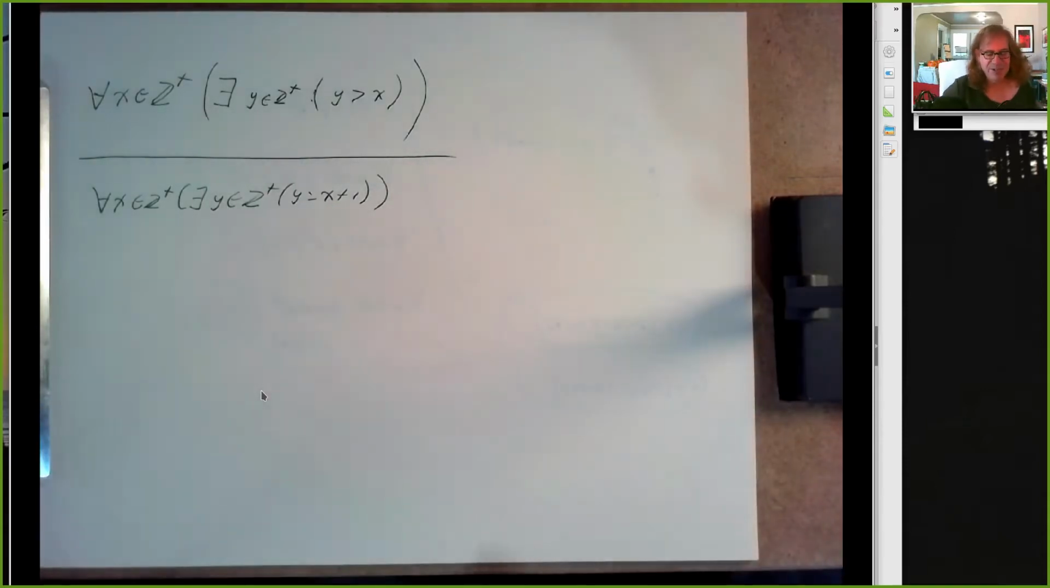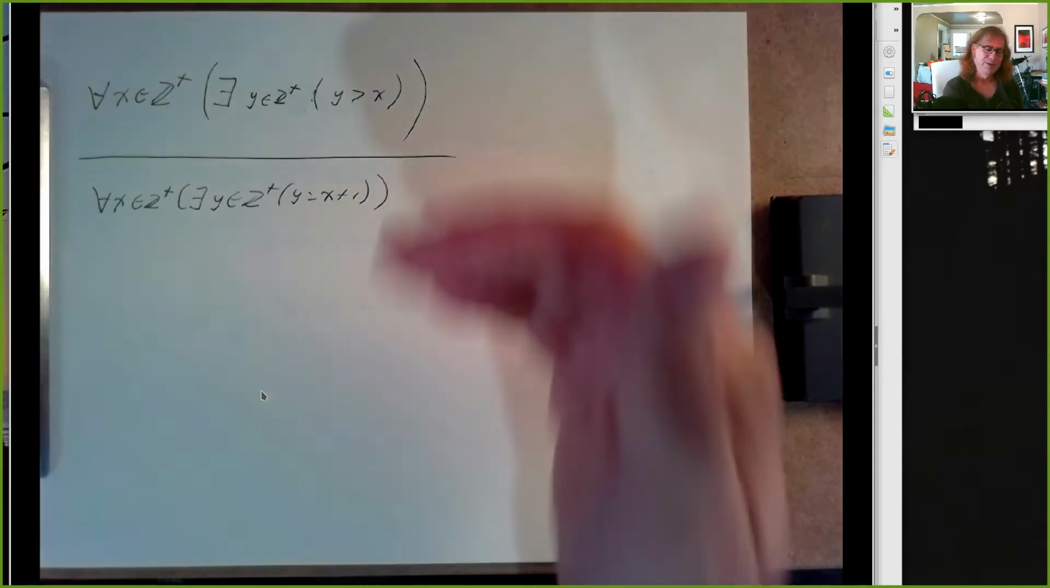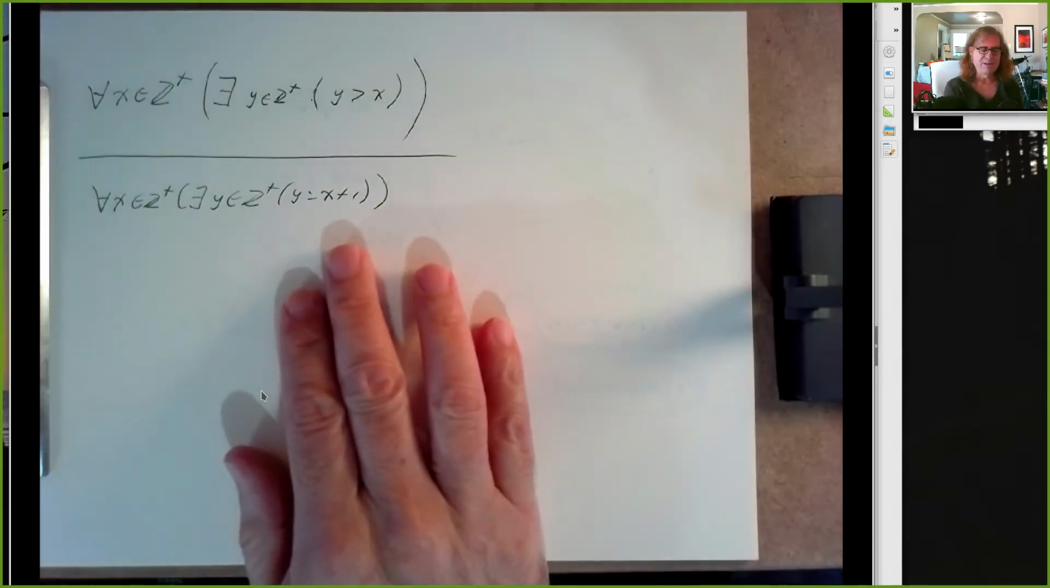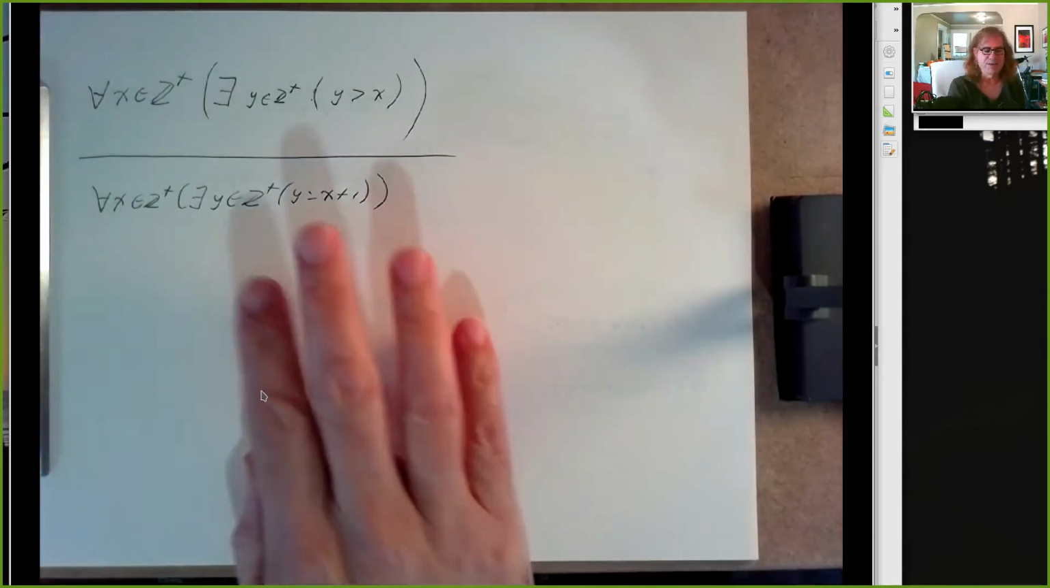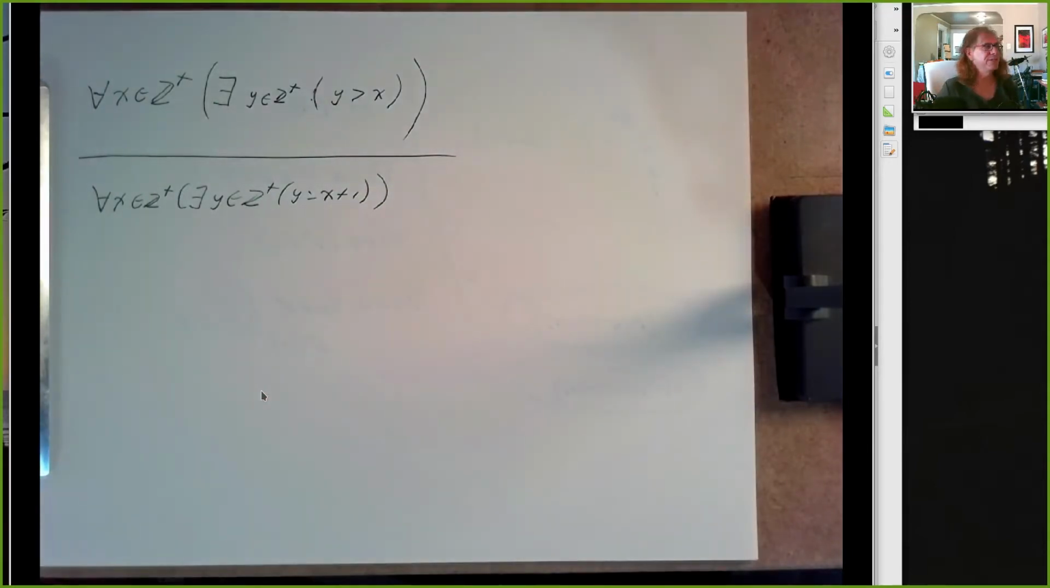And you know, it's obvious x plus 1 is bigger than x. We know that, right? And if we were trying to use this fact and we needed a y that was bigger than x, we could probably just use x plus 1 and get away with it. But you're actually asked to show that there's a number bigger than x.